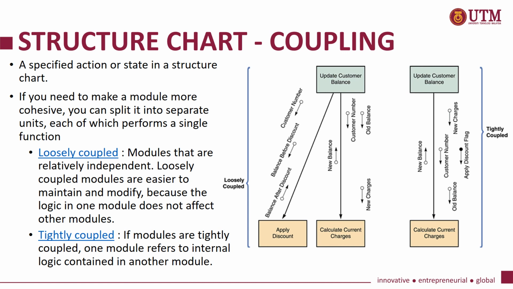If modules are tightly coupled, one module is linked to internal logic contained in another module. For example, module A might refer to an internal variable contained in module B. In that case, a logic error in module B will affect the processing in module A.